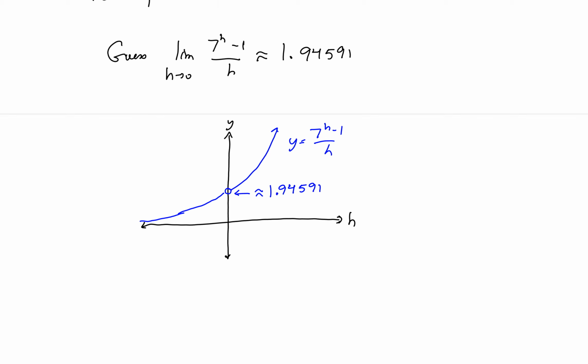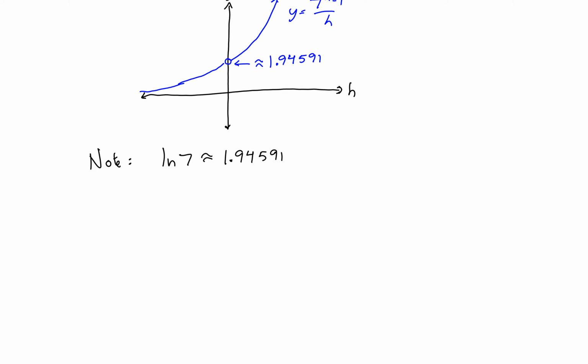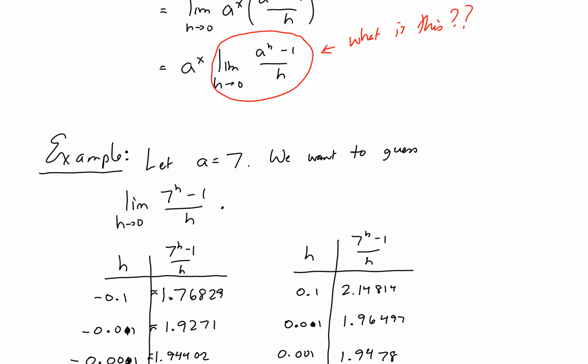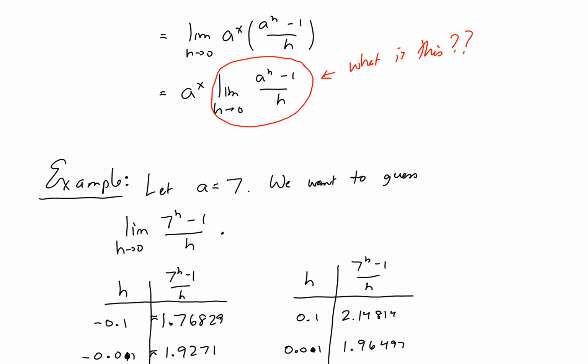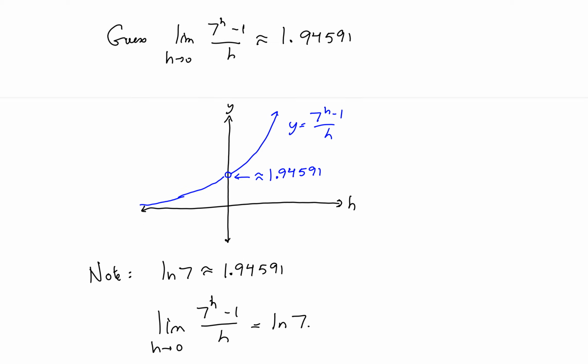And now it seems like this might just be some random decimal, but what we could note is that if I look at the natural log of 7, this is approximately 1.94591. So what we should guess then is that the limit as h goes to 0 of 7 to the h minus 1 over h is natural log of 7. So now if we go back above, if we want to abstract this, when we took a equals 7, we got that this limit was natural log of 7. So this limit up here circled in red, we should guess that that is natural log of a.